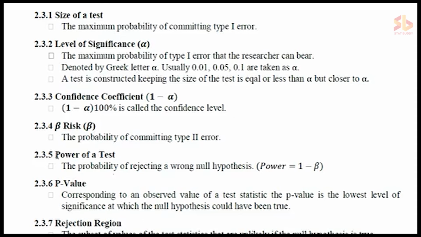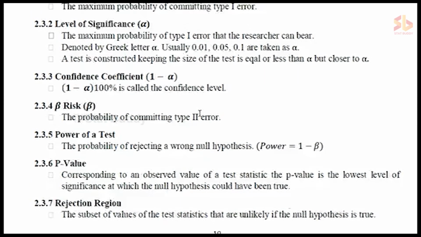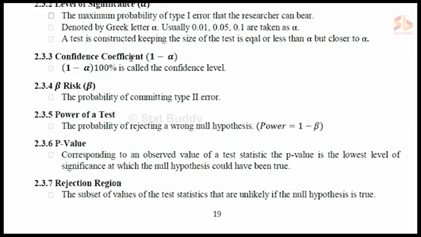A test is conducted keeping the size of the test equal to or less than alpha but closer to alpha, which means when we are conducting the test, we take a value for alpha which is equal to the size of the test, or less than but closer to the size of the test. And the confidence coefficient. Confidence coefficient means 1 minus alpha.